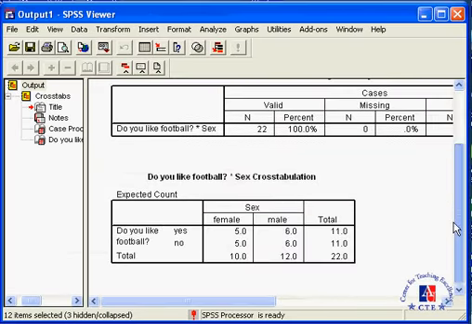So if there was no relationship between sex and football, the football responses would be distributed across the sex categories like this. 5 females would say yes, they like football, 5 would say no. 6 males would say yes, 6 would say no. Note that it says expected count. This is the first cross-tabulation. It contains the so-called expected values. Let's now look at the second cross-tabulation.